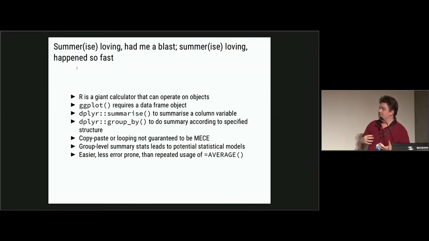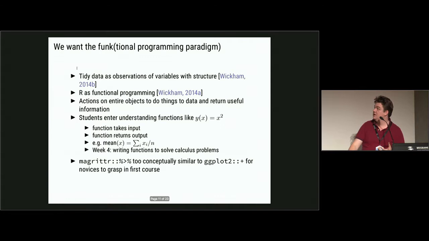The reason that we're focusing so much on doing things like this is that when copying and pasting your code or writing a loop to go over it, there's no guarantee that it's going to be mutually exclusive and completely exhaustive. There's plenty of ways to make mistakes, not just in Excel, but also in R. These group level summary stats, we introduce them early on so that by the end of the semester we're using them to prompt students to come up with models that could explain the variability in their data. This is easier and less error prone than repeatedly using the average function in Excel.